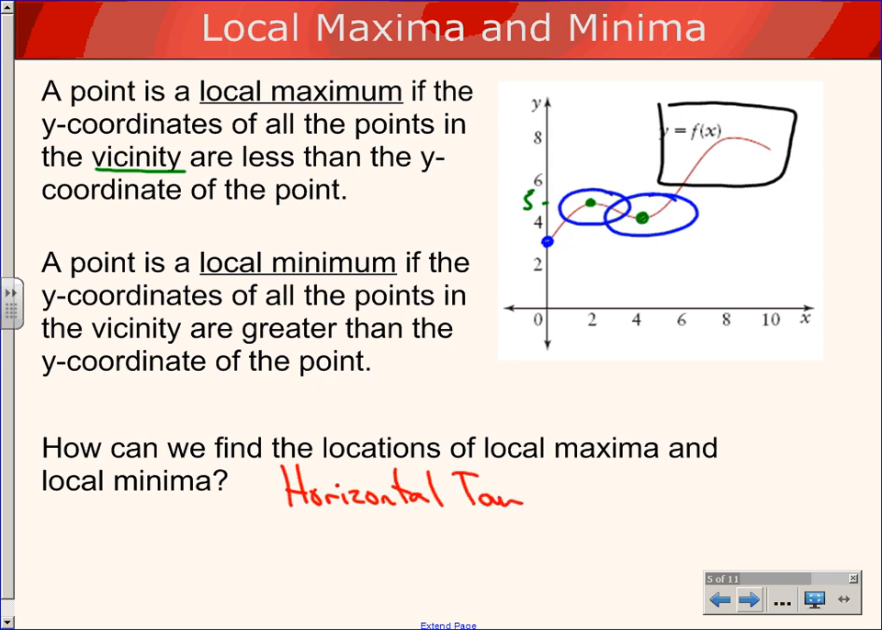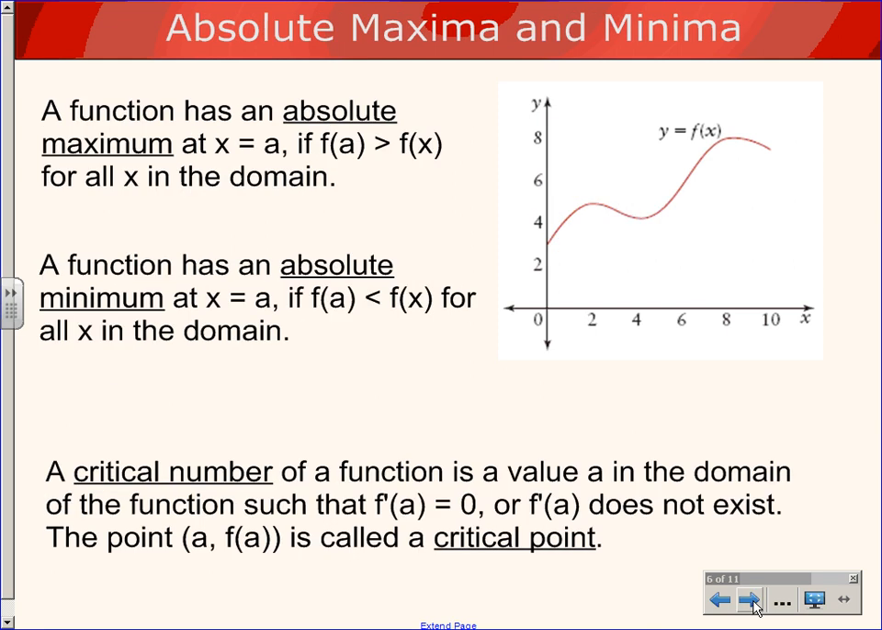And if we have horizontal tangents, that means that the derivative would have to be 0. So if I want to find a horizontal tangent, in order to find the local maxes and the local mins, we just set the derivative to 0 and solve. And that'll give us those locations. Okay, so those were our local maxes and mins.